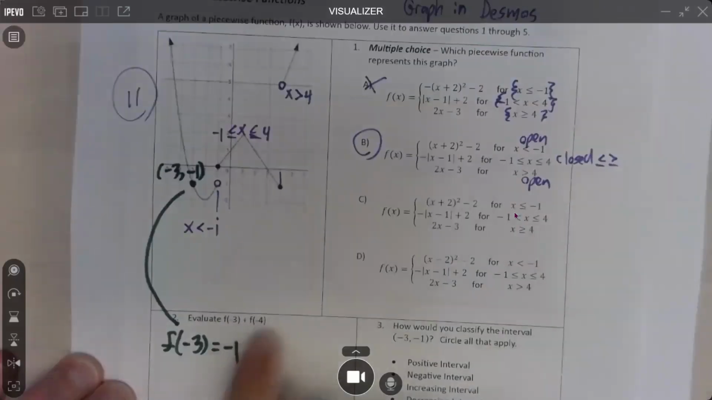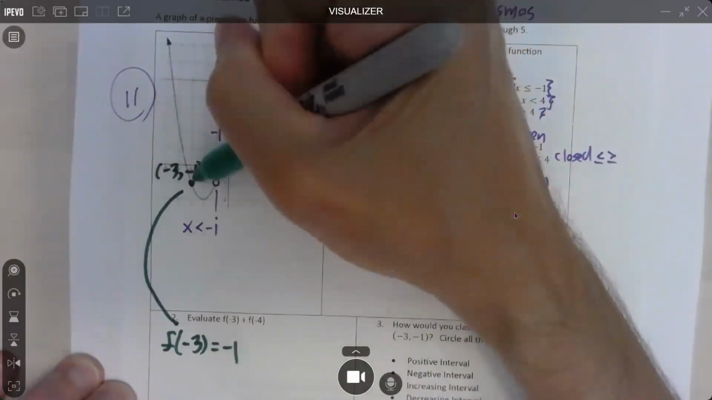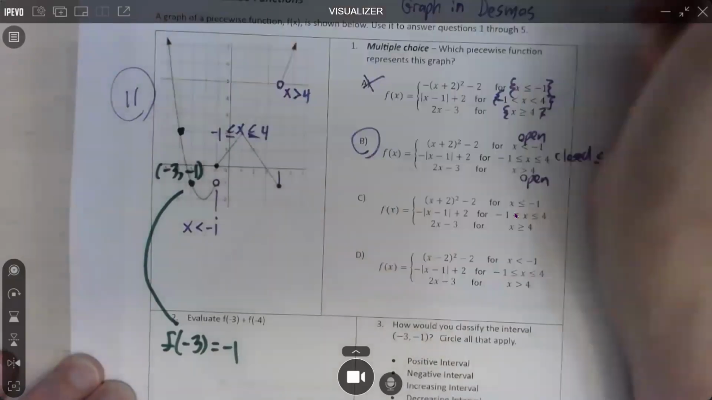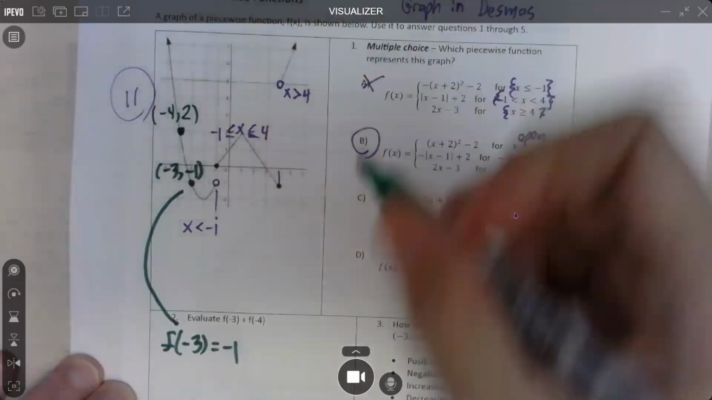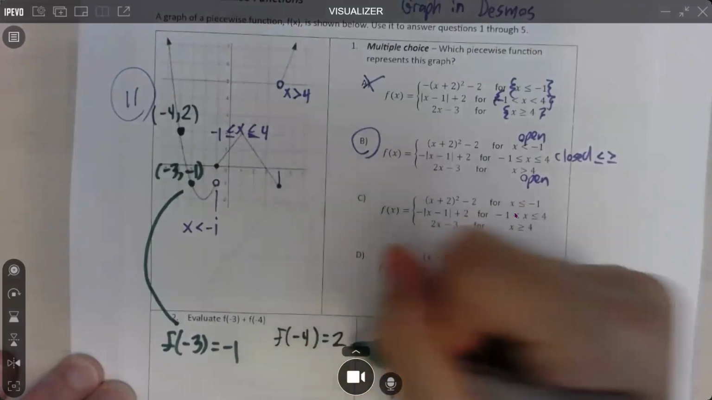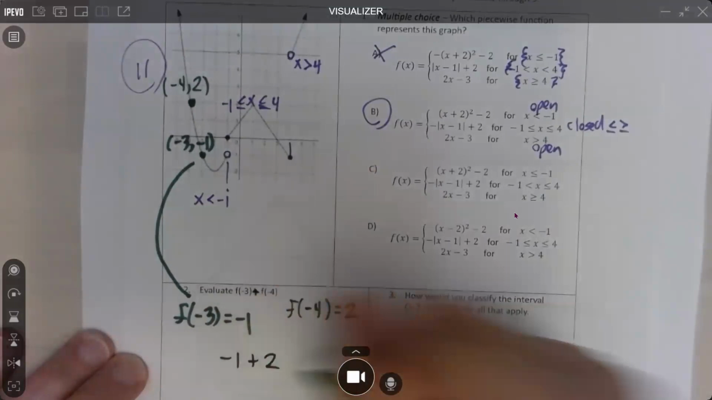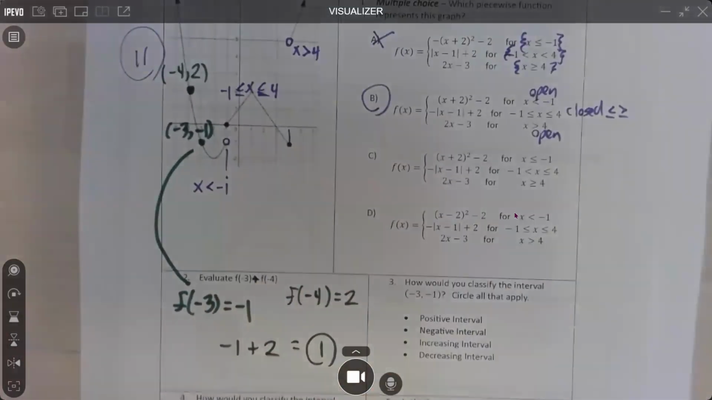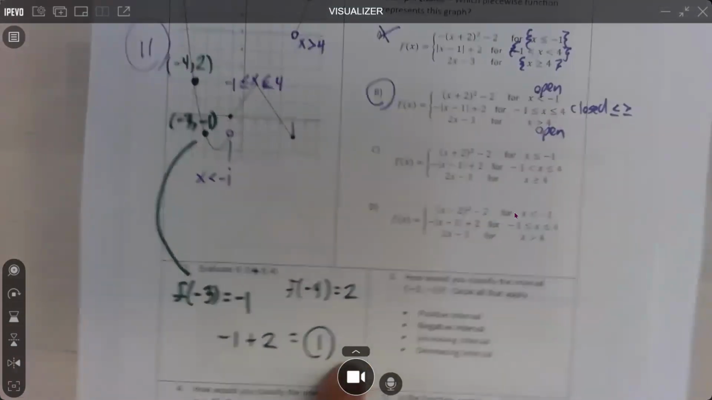So f of -4 kind of covered that up. But if I go to -4, -1, -2, -3, -4, it looks like it hits that coordinate right there at -4, 2. So f of -4 equals 2. So if I add those together, -1 plus 2, my answer should be 1. So f of -3 plus f of -4 will be -1 plus 2, which is 1.